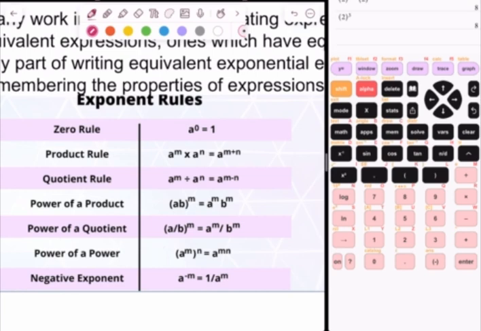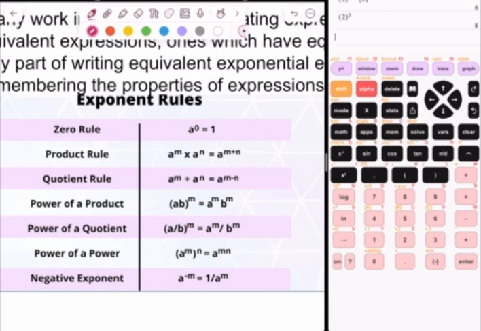The zero exponent rule says anytime you have a number or a variable raised to the 0 power, it's going to equal 1. Then the product rule. The product rule says you multiply the coefficients, the outside numbers, you keep the variables, and you add the exponents. Quotient rule. Quotient rule happens when you're dividing. This one, again, would say that you divide the coefficients, you keep the variables, and then you subtract the exponents.